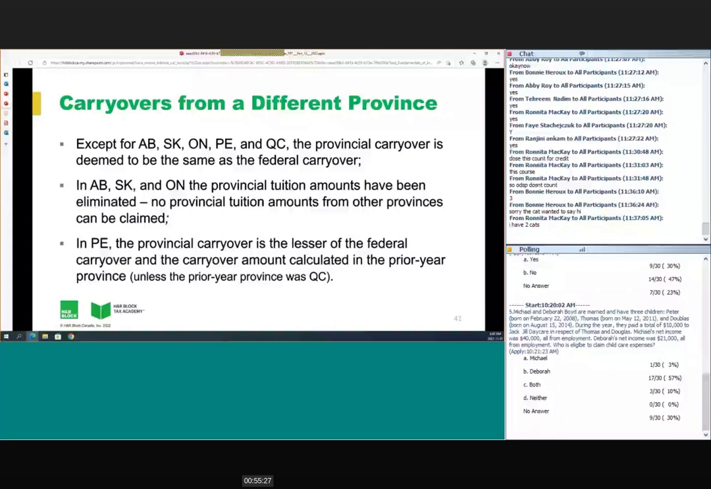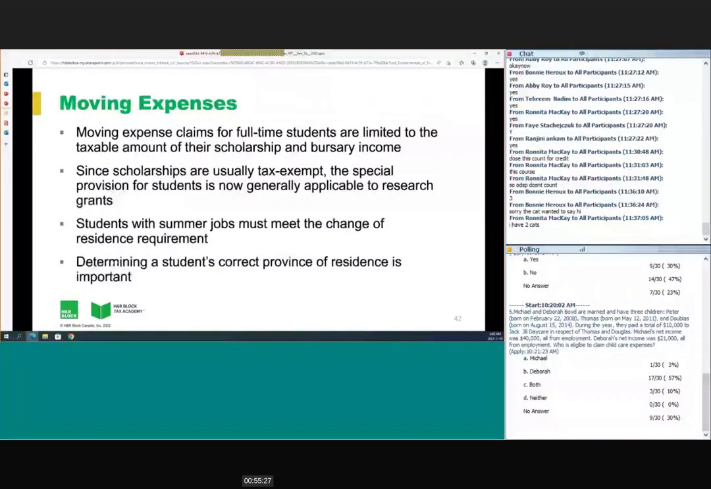Carry forward from a different one. So again, it says Ontario, the provincial tuition amounts have been eliminated. There's no provincial tuition amounts from other provinces that can be claimed. So you can basically ignore that part except to be aware that there is such a thing. So we're here in Ontario. Perhaps you move to a province that still has it, then you would want to look into these rules.